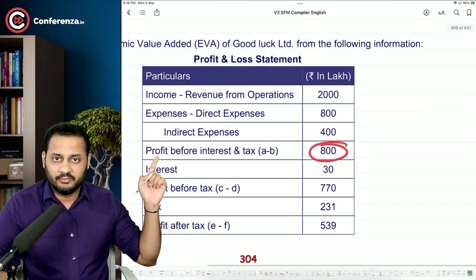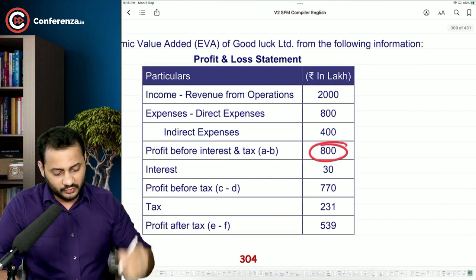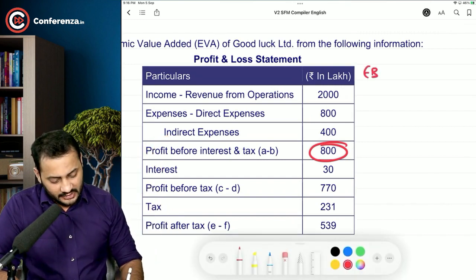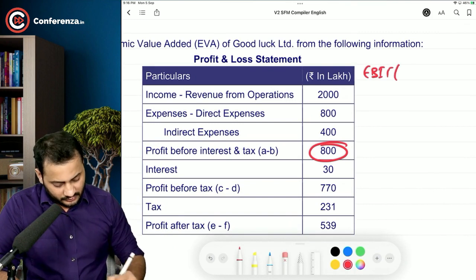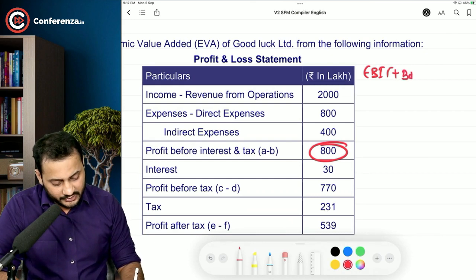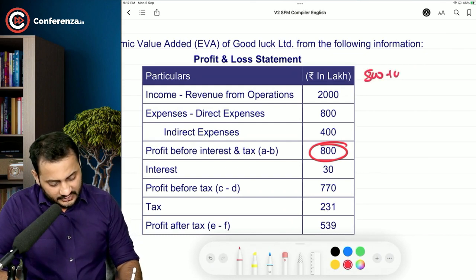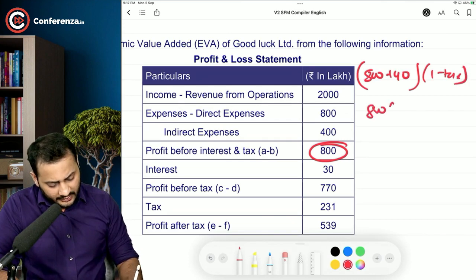800 is your profit before interest and tax, and bad debt provision is included in that. So what will you do? It's very simple, sir. EBIT, I will just show you two different treatments. EBIT plus bad debts provision, or let me just write it like this: 800 plus 40, 1 minus tax, or 800 1 minus tax plus 40.